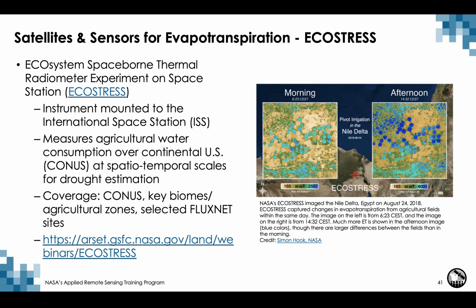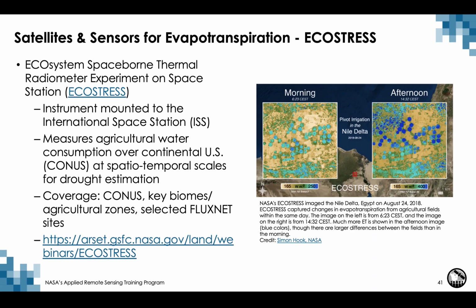ECOSTRESS Level 3 products contain evapotranspiration data derived from Level 2 data. The Level 4 products contain evaporative stress index and water use efficiency derived from the Level 3 data. Originally, ECOSTRESS coverage was limited to the conterminous United States, key agricultural zones, and selected FLUXNET sites, but evapotranspiration Level 3 data is now available for the planet between 53 degrees south latitude and 53 degrees north latitude.